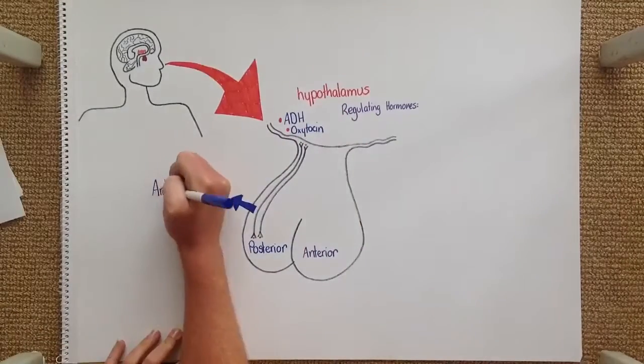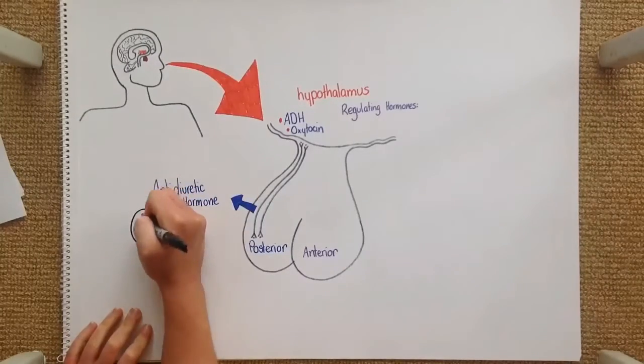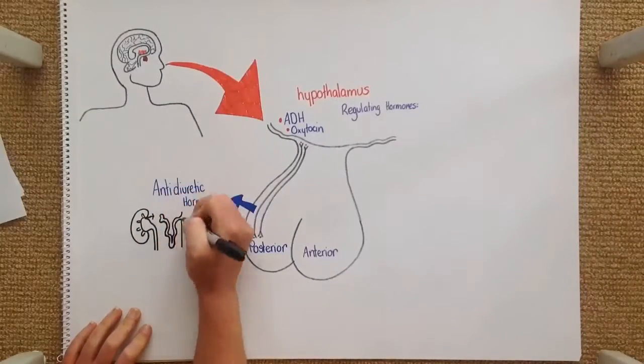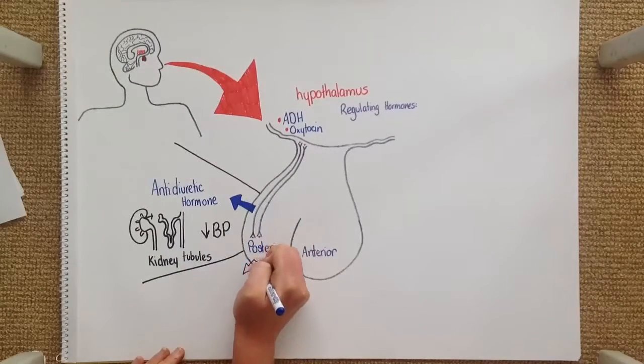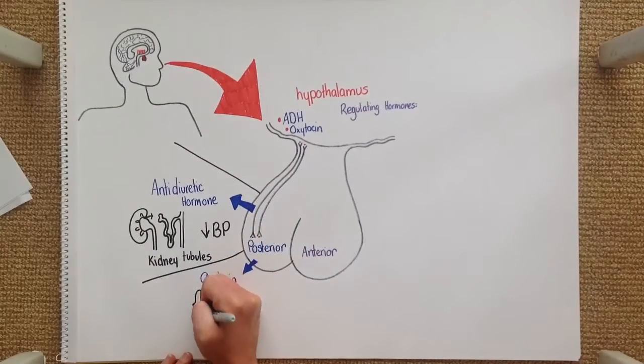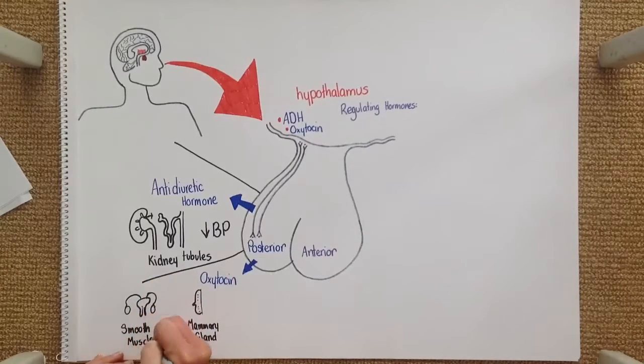The posterior pituitary secretes ADH and oxytocin, which is synthesized in the hypothalamus and passed down by neurons for secretion. Antidiuretic hormone, which acts on the kidney tubules, increases water retention and therefore alters blood pressure. Oxytocin, which targets the breasts, enhances lactation and smooth muscle contraction during labor.